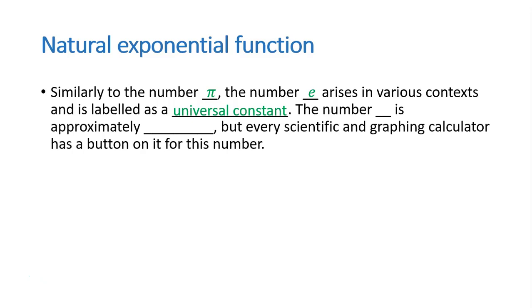So because e is so commonly used in different situations, anytime we see e, we all know we're talking about the same number. We label it as a universal constant, which means that everyone who uses e is using the same number, just represented by this particular constant variable. So the number e is approximately 2.71828, and so on and so forth. However, like pi, it's an irrational number, so this is just an approximation of what the number is.